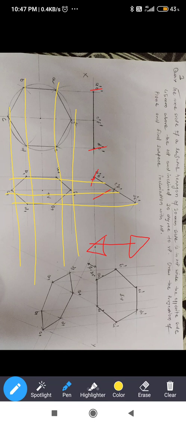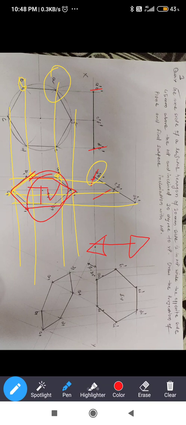So this point is A and this point is A, so the intersection point is here. Then B point is here, and B point is here, the intersection point is this. Then you have to join all these points like this, and you will get a hexagon, and this is the top view. You will get the top view according to the given data.